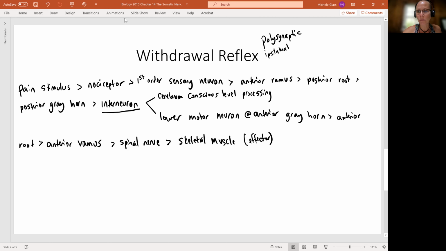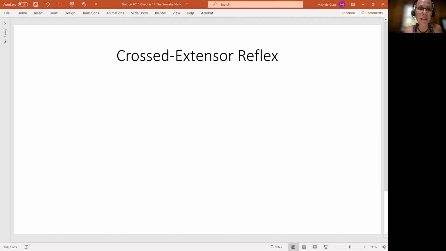Now, things get much more complicated if we look at a crossed extensor reflex. And I'm going to let you read about this in your chapter, look up some diagrams on Google if you're interested. What I'm going to say here is that it's going to be more complicated because this is going to be contralateral, meaning cross body, but also ipsilateral too. So I think we can describe it in both ways. For instance, if you step on a thorn or a nail with your left foot, you're going to have that withdrawal reflex.